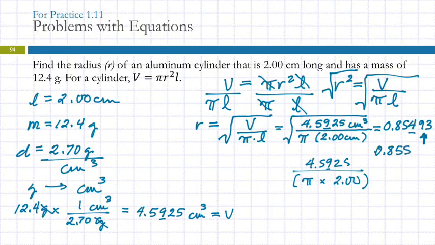And what about those units? I had cubic centimeters divided by centimeters. So cubic centimeter is centimeter times centimeter times centimeter. So this one down here cancels one of those. And so now I've got centimeters squared, but I'm taking the square root. And so this comes out to be centimeters. Which is great because we're trying to find a radius, which is a length. Any questions?